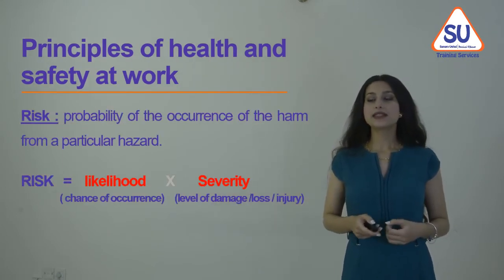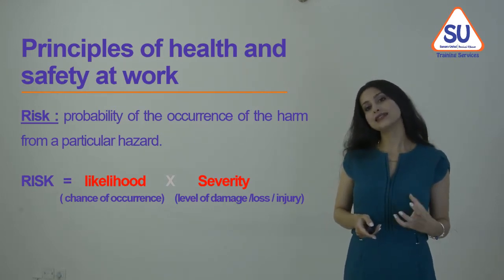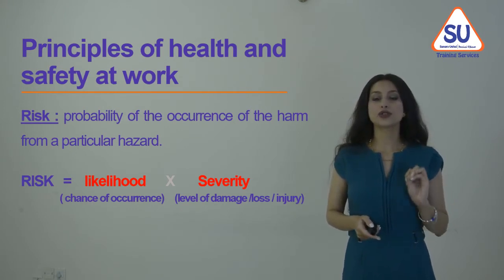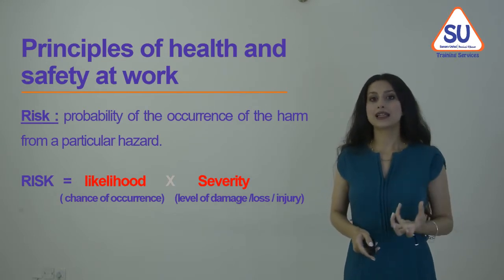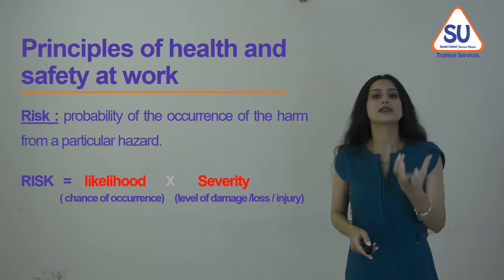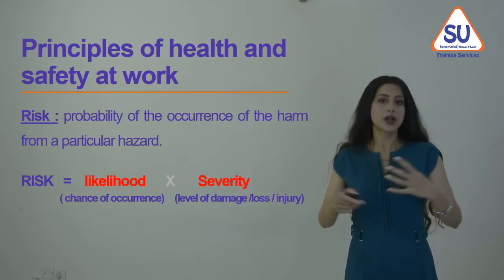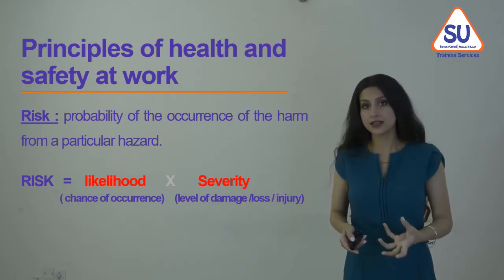Risk is the probability of occurrence of harm from a particular hazard. In order to identify or evaluate the level of risk, we need to take into account two elements or two factors. The first is likelihood. So what is the chance of occurrence of this hazardous event or this harm? How likely is it that people or our organization as a whole is going to be affected from this hazard?